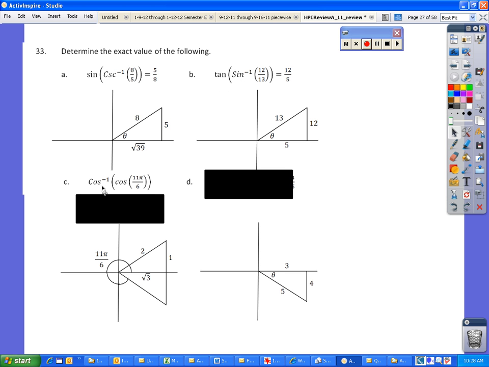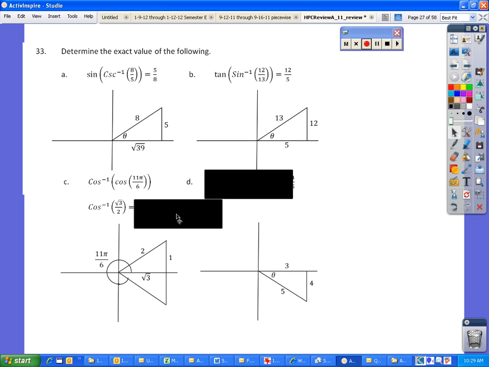For the next one, we have cos inverse of cosine of 11 pi over 6. Well, cosine of 11 pi over 6, you're going to find in the fourth quadrant. So, therefore, you know in the fourth quadrant, cosine is positive. The cosine of 11 pi over 6, that's really 330 degrees, so you're looking at a reference angle of 30 degrees, and therefore you would know it was root 3 over 2.